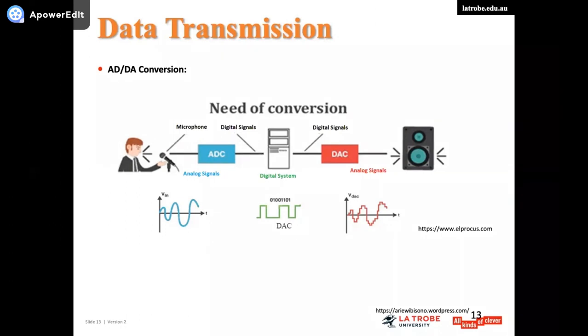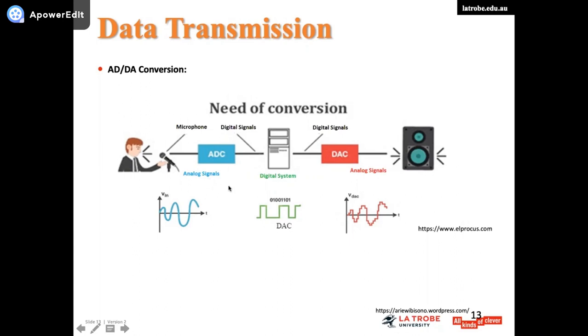So here is an example. If we want to use the microphone to say something and use the speaker to broadcast it, and we have to use our IP network or digital system to transmit the data, how can we do it? As we know, our voice is an analog signal, so it's like this. Before we send it to our digital system, we need to convert our analog signal to the digital signal.